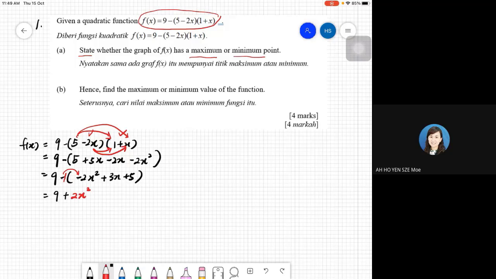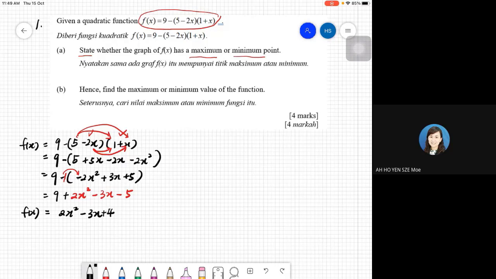Okay, then negative, positive, negative 3x. Then negative, positive is negative 5. Okay, so after that, we write back in the form of, write in the general form. Okay, so 2x squared minus 3x. 9 minus 5 is 4. Okay, you have done the first part, which is you expand it, okay, and you rewrite it into the general form of the function. So from here, okay, this is positive, 9 minus 5 is positive 4.